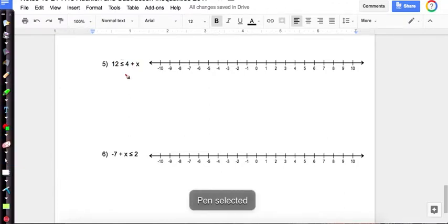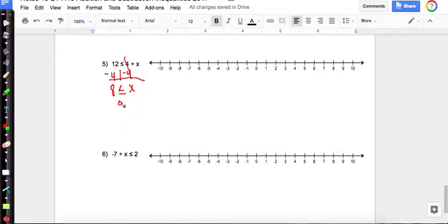So draw your t. And here's my variable. So I want to get rid of the 4 by subtracting 4. The 4's cancel. 12 minus 4 is 8, is less than or equal to x. Now here I'm going to have to rewrite it because it's written backwards. So read it backwards. X is greater than or equal to 8. Box this in. And open or closed? Closed. And we are going to shade to the right because we want greater than or equal to.